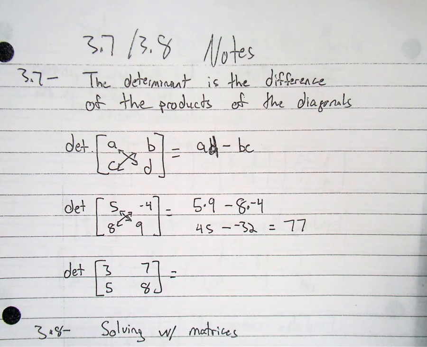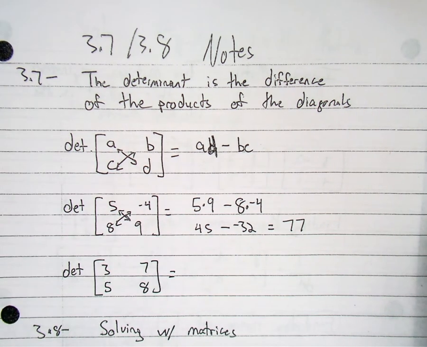Hey, Algebra 2. Here we are with 3.7, 3.8. We're going to be solving. This little mini lesson here from 3.7 is more of an awareness thing. You're not going to have to do a whole lot with those.